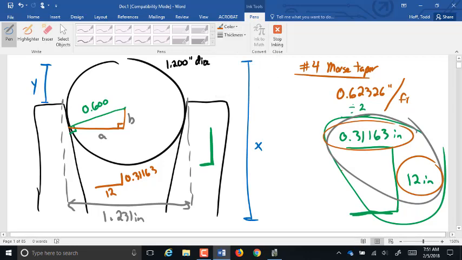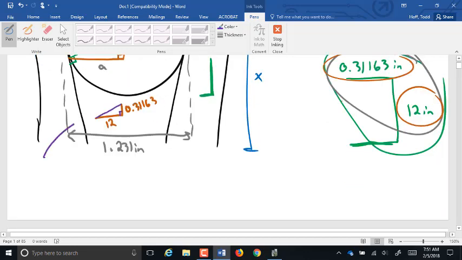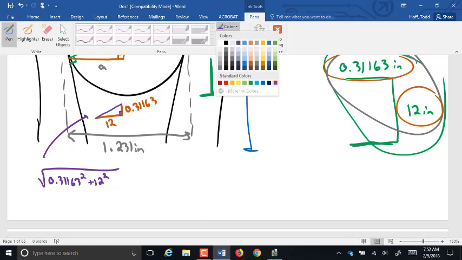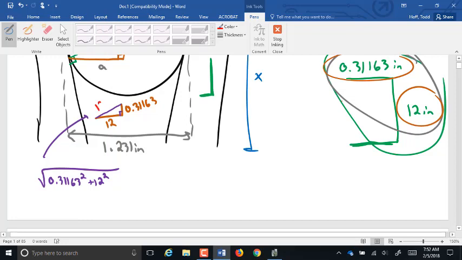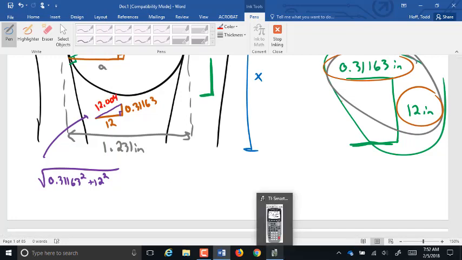So here's what I'm going to do. We remember this aspect ratio looks like a right triangle. I'm actually going to treat it like a right triangle and complete it. I'm going to find the length of that hypotenuse. The length of the hypotenuse would be the square root of 0.31163 squared plus 12 squared. That's just a squared plus b squared equals c squared. I just rearranged it a little bit. So the square root of 0.31163 squared plus 12 squared, 12.004 is what that comes out to be.